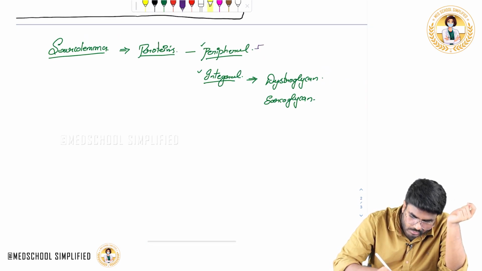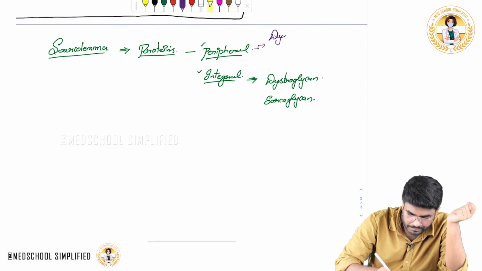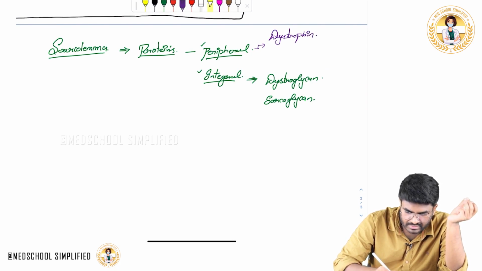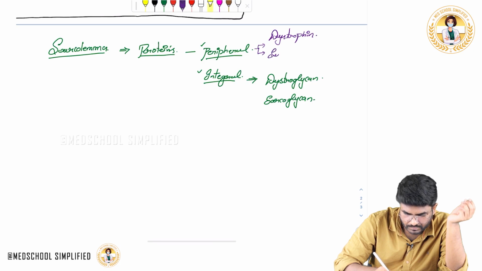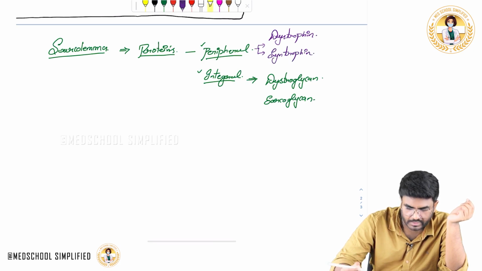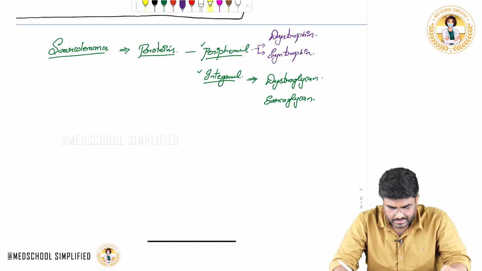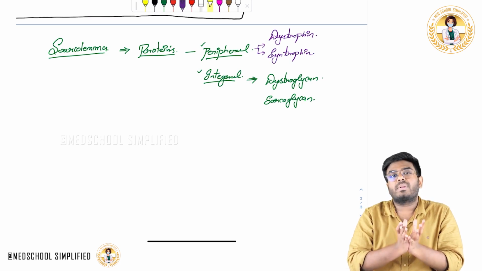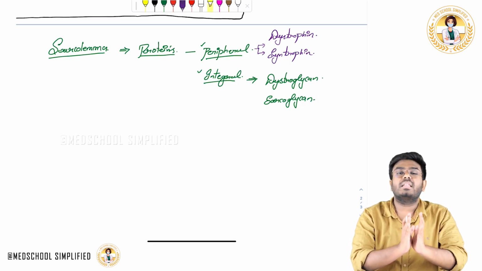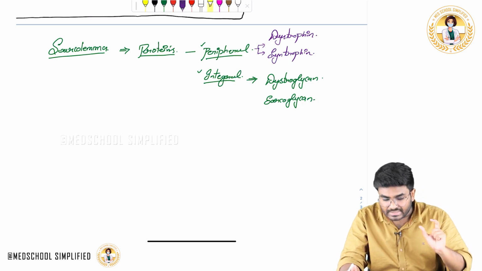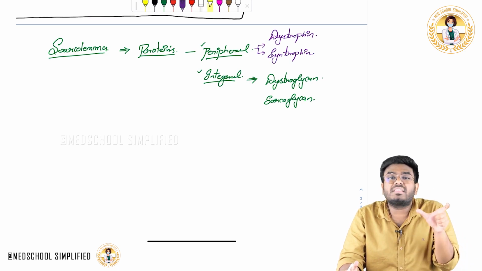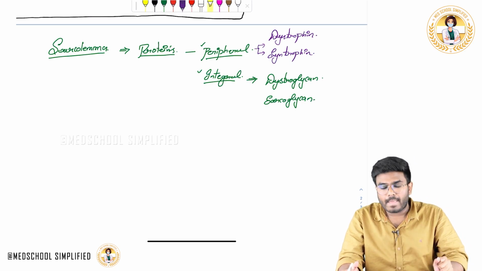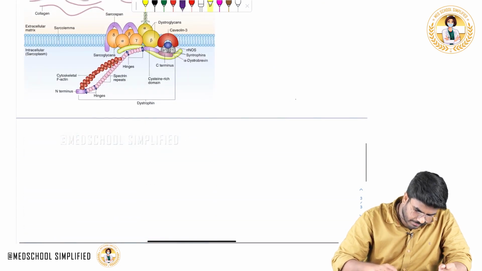What are the examples of peripheral proteins? Peripheral proteins include dystrophin as well as syntrophin. So dystrophins and syntrophins. Now, it is a complex. All these are the proteins which are present within the cell membrane, and they are the ones which maintain the tensile strength of the cell membrane. Now, let me show you the image.